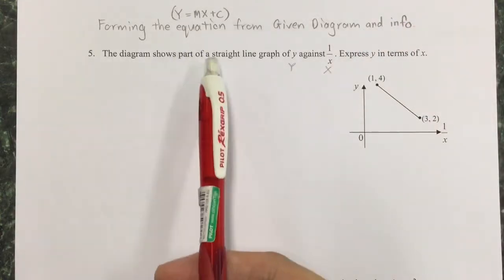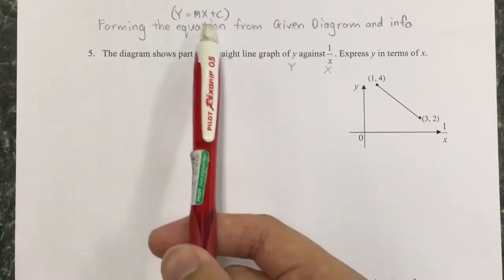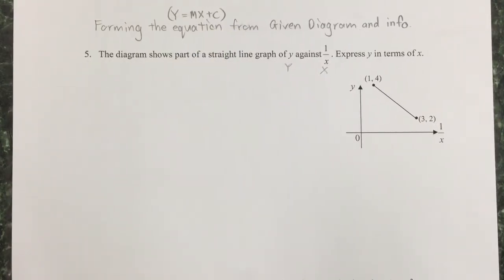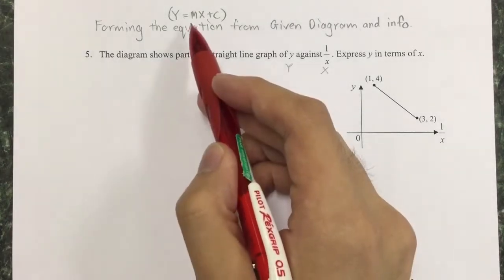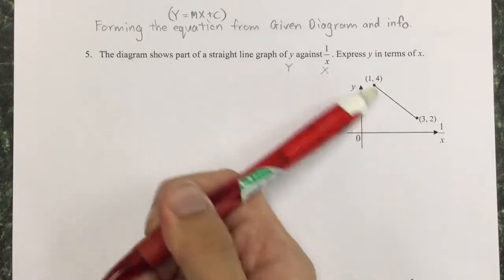So naturally, if I were to write it as an equation like this, I would need two more things, right? The gradient and the y-intercept. So let's take a look. First thing we're going to find is, yes, the gradient. So we can actually freely use the points here.